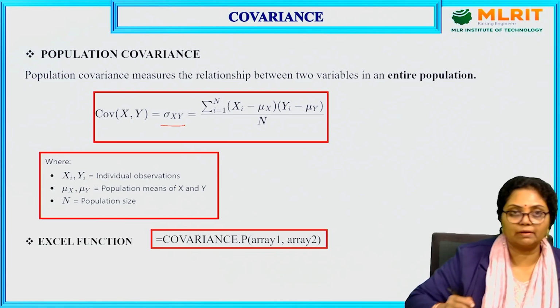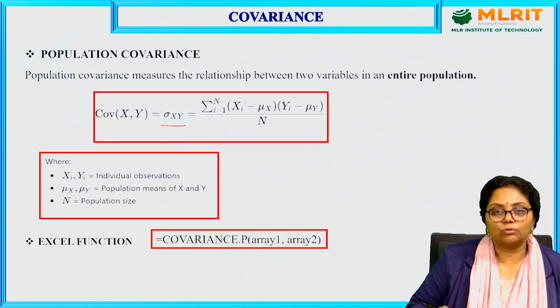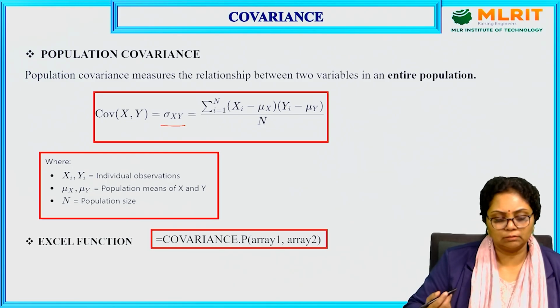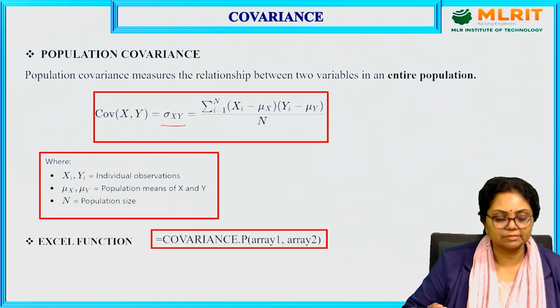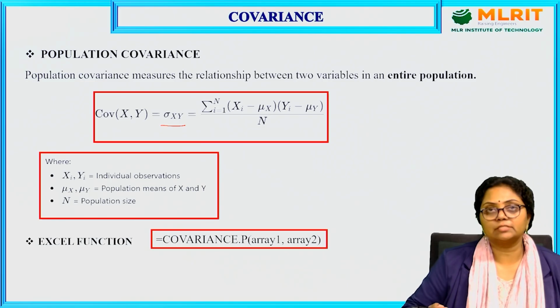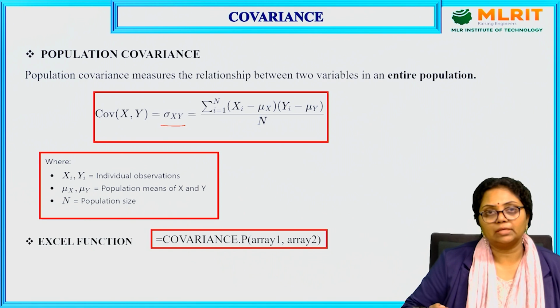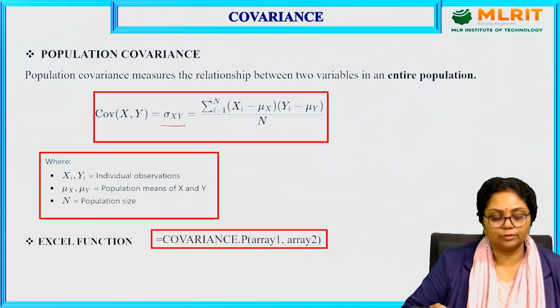Now, if we remember these formulae, the population covariance formula is: standard deviation of xy is equal to the summation of i equals 1 to n, divided by the number of observations, of xi minus mu x into yi minus mu y. We also have an Excel function, COVARIANCE.P, with array 1 and array 2.